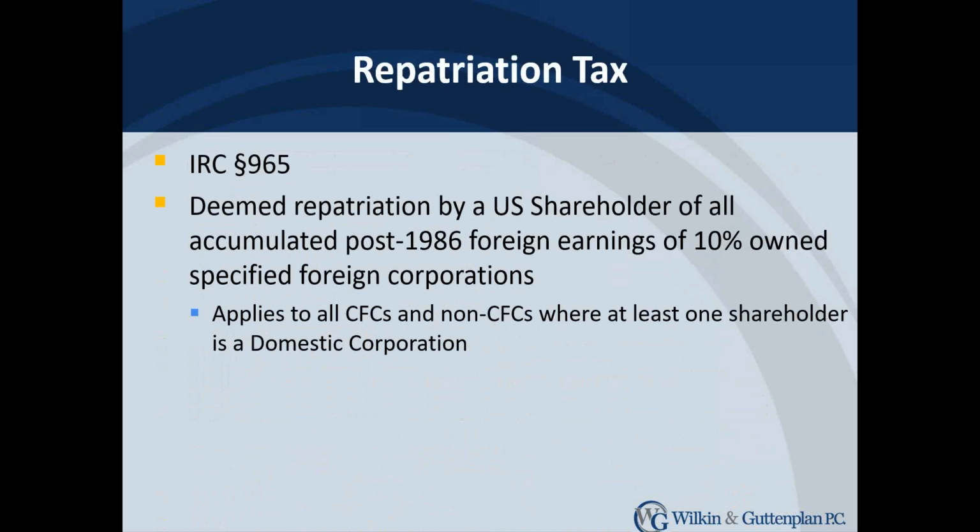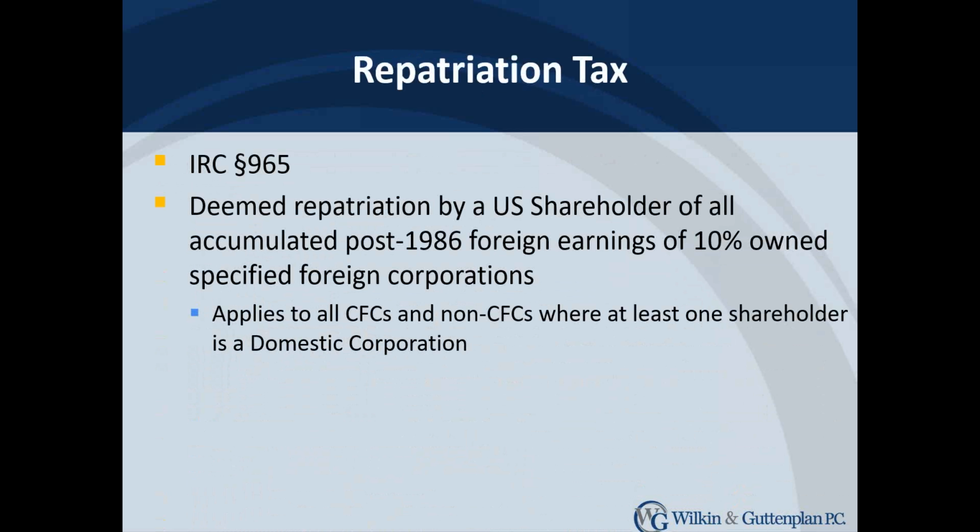So the repatriation tax is a deemed repatriation by a U.S. shareholder of all accumulated post-1986 foreign earnings of 10% owned specified foreign corporations. The first new term in this legislation is a specified foreign corporation. What is that? Well, a specified foreign corporation would be any CFC, which we talked about earlier, and that's why that was important, any controlled foreign corporation. And then it adds another layer of entities that will be subject to this: any non-CFC or any foreign corporation where at least one shareholder is a domestic corporation.